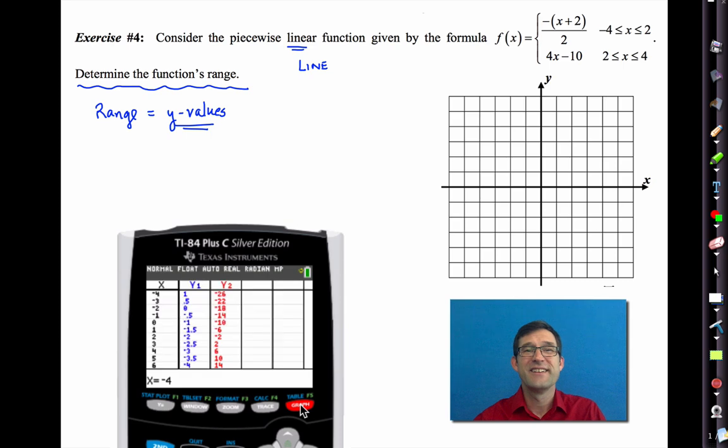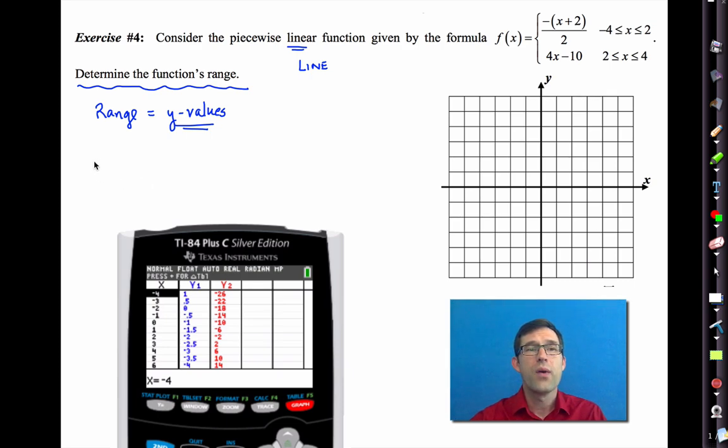All right, great. We're in our table now. Notice that we've got an x column, a y1 column, and a y2 column. The y1 column was that first formula, the y2 column was the second formula. We want to read off the first column all the way up until x equals 2.